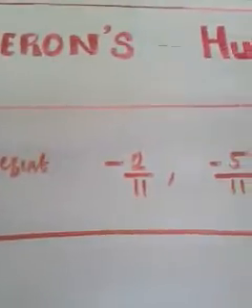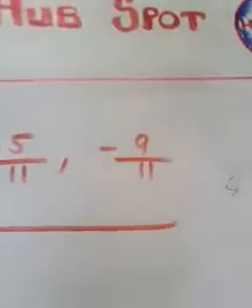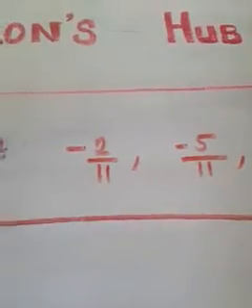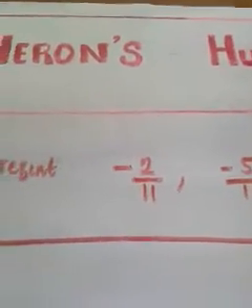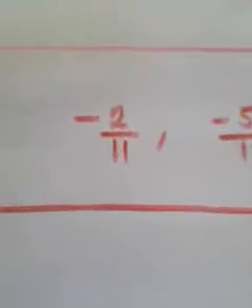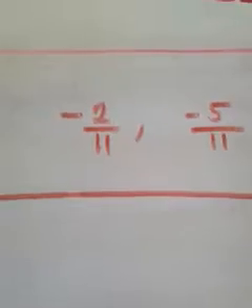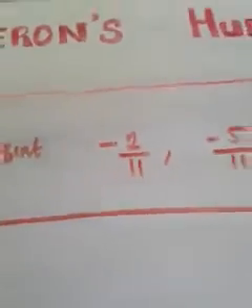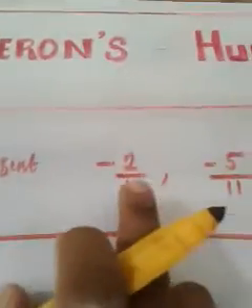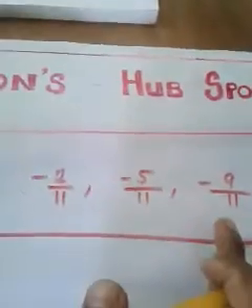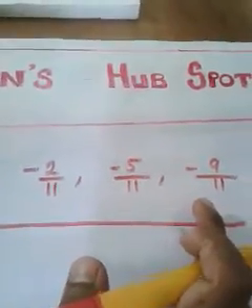Represent minus 2 by 11, minus 5 by 11, minus 9 by 11 on number line. As you know, in the last class we were discussing how to represent rational numbers. I think we discussed a few questions like 2 by 3. I forgot that, but this time I'm going to represent a negative rational number. See, I'm going to represent this negative rational number on the number line. Okay, so I'm going to explain that.